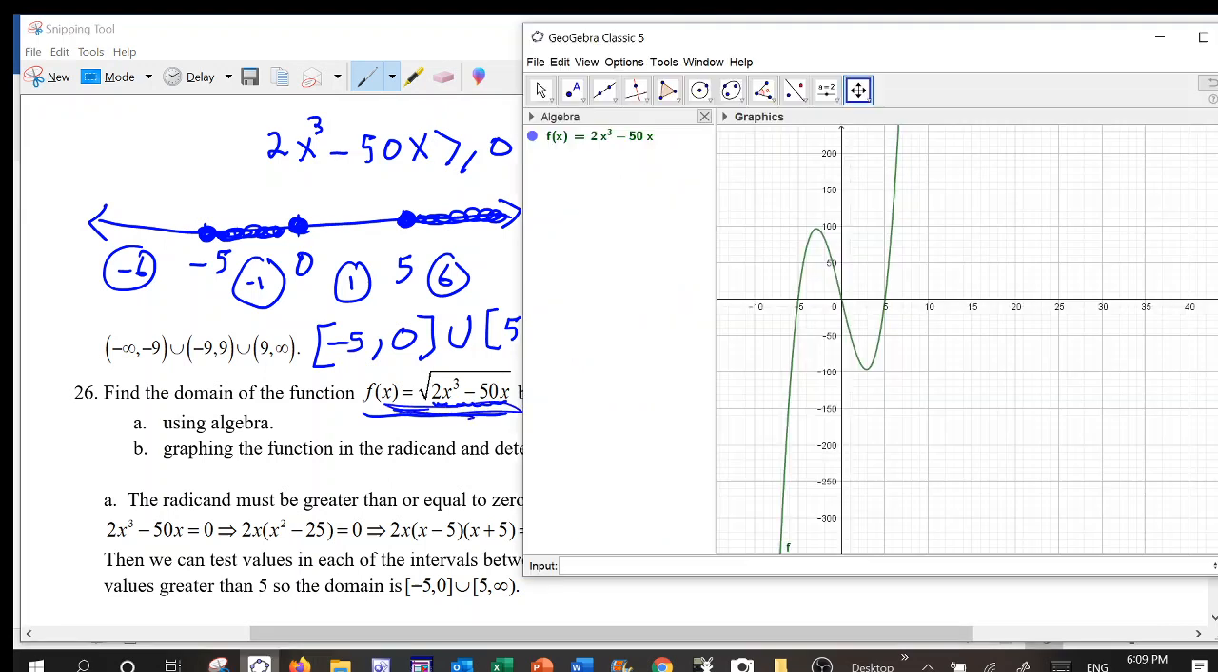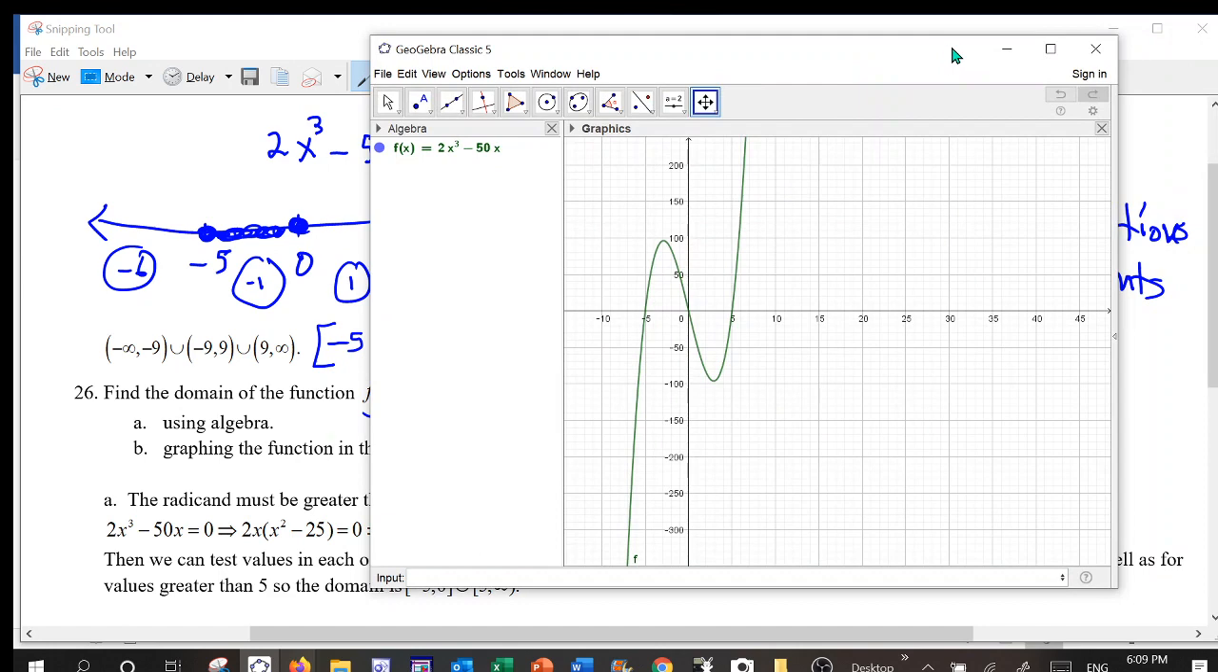So you see, inside of this radical is positive. Where? Positive means above the x-axis, right? So from -5 to 0, as you see, is positive, and after 5 is positive. Between 0 and 5 is negative, and before -5 is negative. You see that? So when the y values are above the x-axis, then it's good.